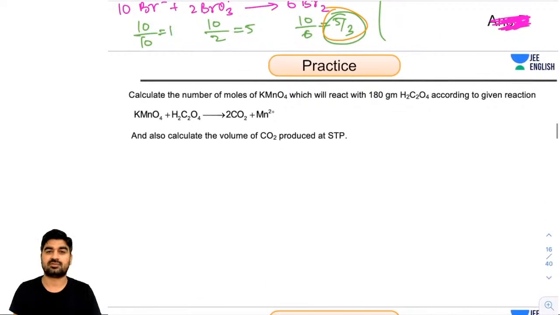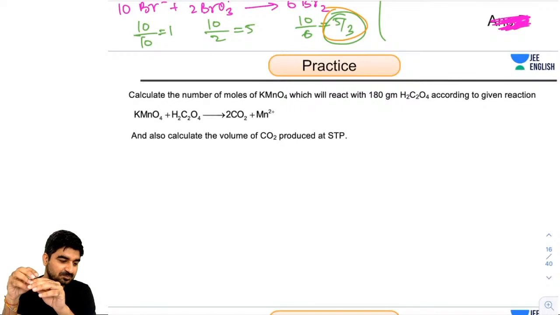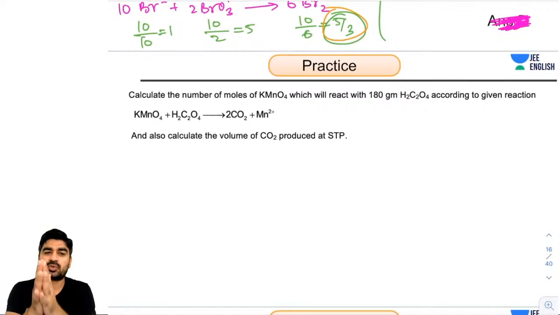So now let's do this. This is a subjective problem. Okay, Manjul, hard luck this time, don't worry. Now just do it. Be fast, guys. Be fast, I'm waiting for it.